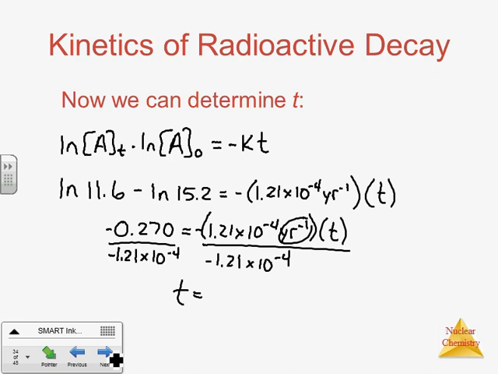So we divide that, and that gives us about, let's watch our sig figs here. I think we've got 3 on everything, so 2,230 years is the approximate age of our sample.